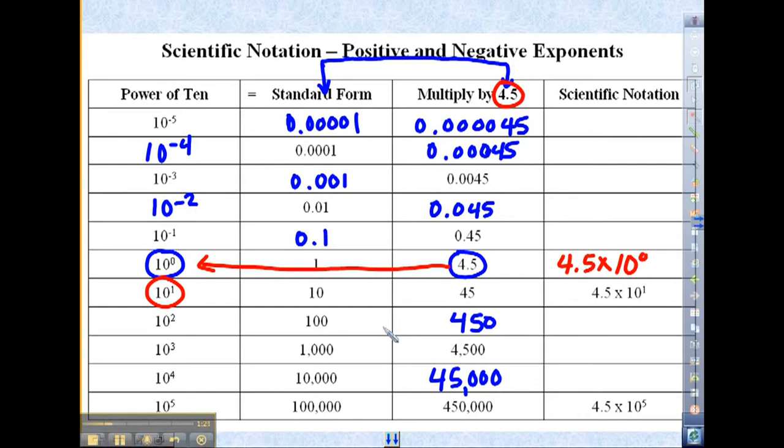When I did this here, I was taking 4.5 and multiplying it by 100, and another name for 100 is 10 to the second power. 4.5 times 10 to the second power. To get 4,500, I took 4.5 and multiplied by 1,000. That's the same as taking 4.5 and multiplying by 10 to the third.